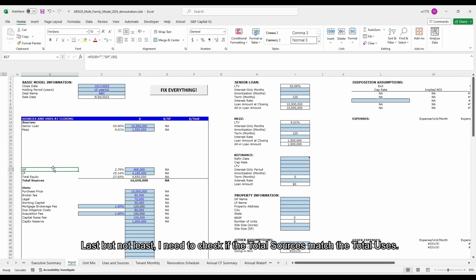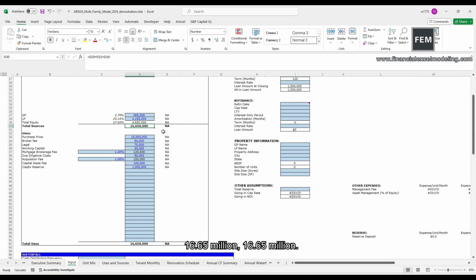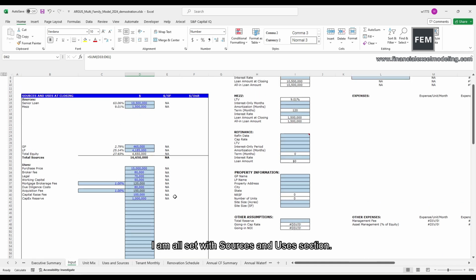Last but not least, I need to check if the total sources match the total uses: $16.65 million and $16.65 million. I'm all set with the sources and uses section.